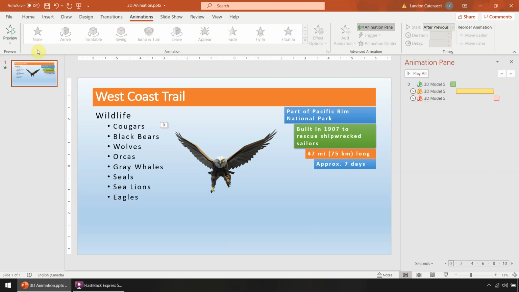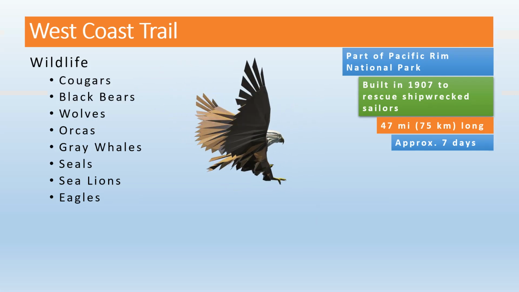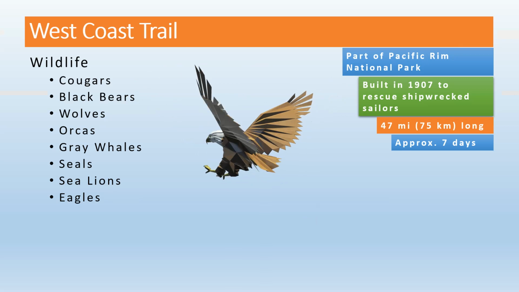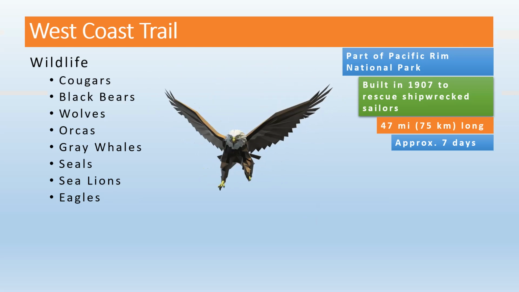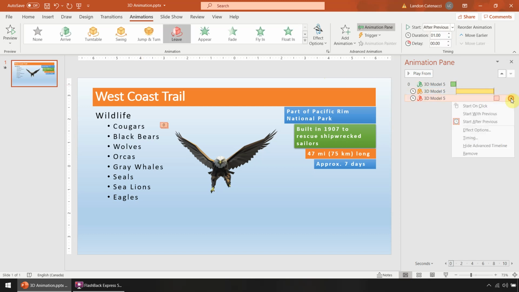Let's take a look at it one more time. F5. It's going to rotate, and then it's going to leave. If I didn't want that to be the case, then I would just say start on click. For example, if I want the eagle to enter the slide and then be emphasized, but then I want the eagle to stay there until I click to move on to the next slide, then I would go ahead and return this to start on click, as you've seen me do.